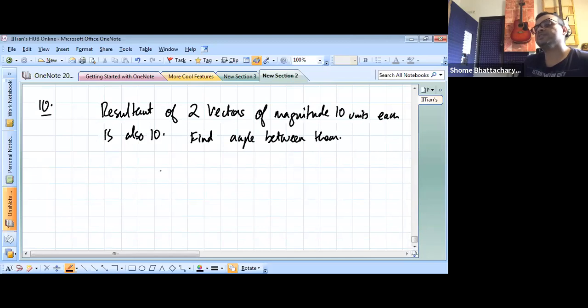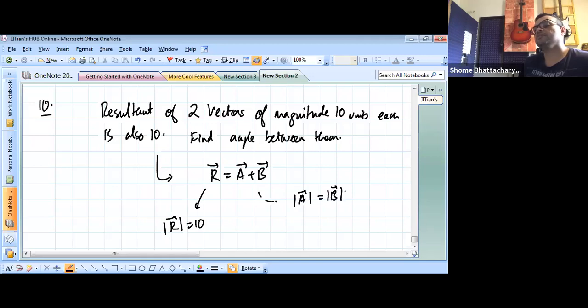So let's convert this question to this kind of language. Suppose R is the resultant of vectors A and B. It's saying that the magnitude of the resultant is also equal to 10, whereas the two vectors A and B are also equal in magnitude. So find theta, that is the angle between vectors A and B. Try this out.